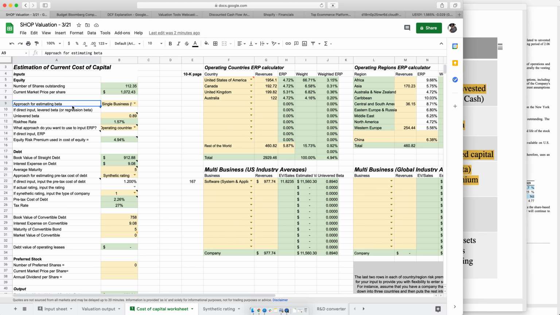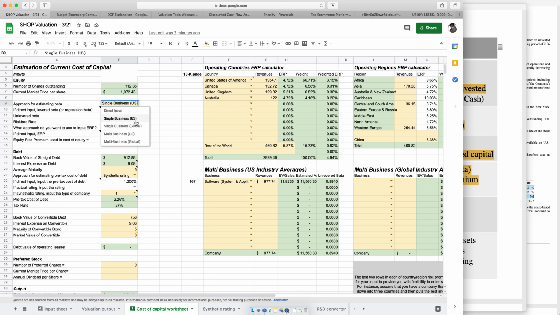So, your approach for estimating beta. Beta is basically a measure of the risk for your company. There's a couple of different ways you can do it. You can calculate it yourself, but I'm going to recommend we not do that for now.